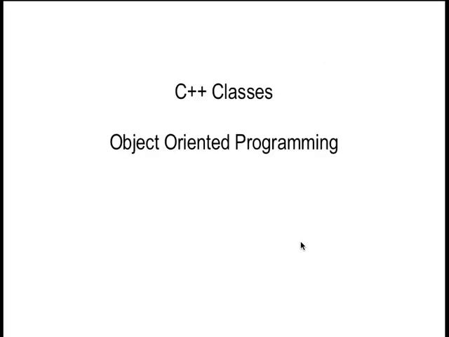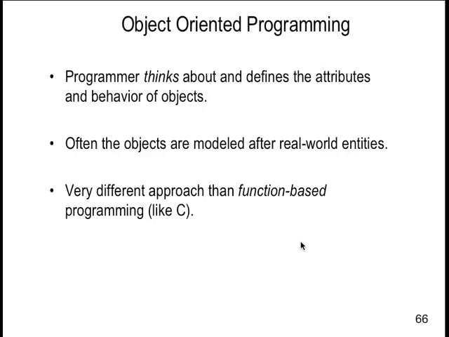So object-oriented programming, in terms of putting the pieces together, this is trivial at this point, because the hard part was creating classes and inheriting from classes and stuff. And this is a very short section, so I'll end after this, which is about 10 or 15 minutes or so. So a programmer defines the attributes and the behaviors of the objects. Often the objects are modeled after real-world entities, we know that. And the approach is function-based programming, very different than C++.